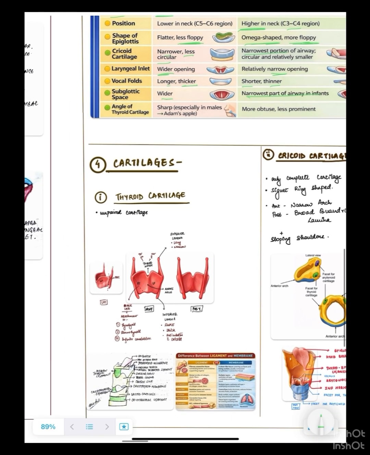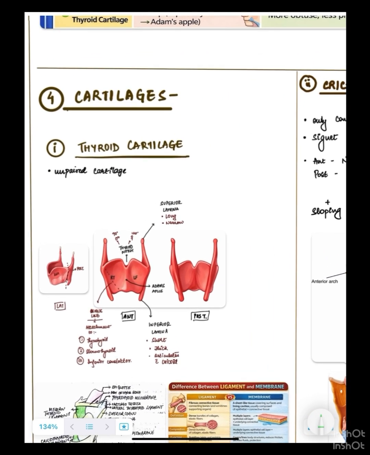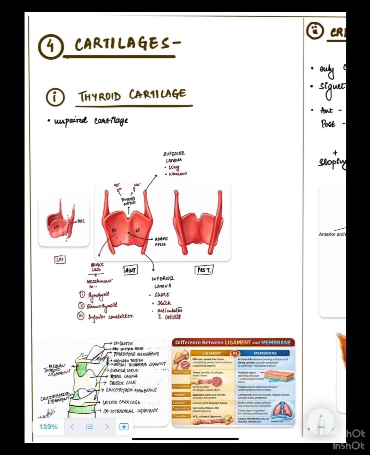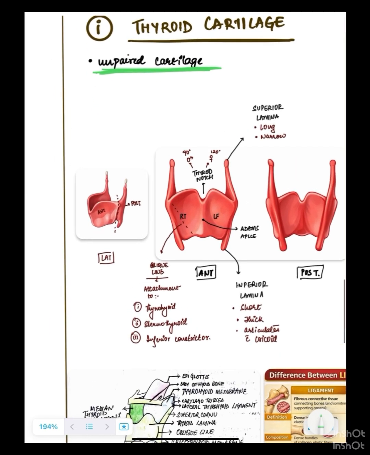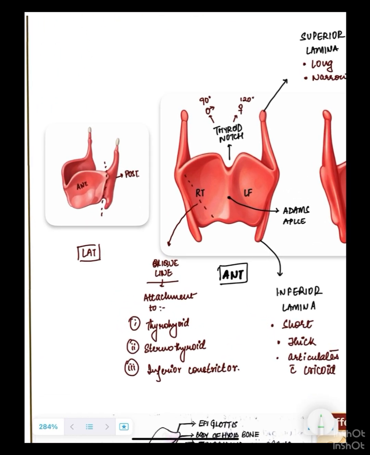Next, we'll talk about the very important topic, that is nothing but cartilages of larynx. First let us start with the thyroid cartilage. The first very important thing is that it is an unpaired cartilage. I want you to zoom into this diagram. This is a lateral view of the thyroid cartilage, and you can see that it is divided into two portions. This is the anterior portion and the small posterior portion.